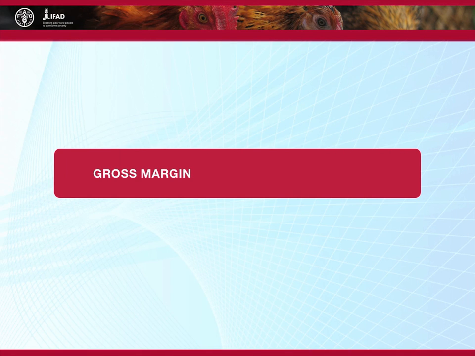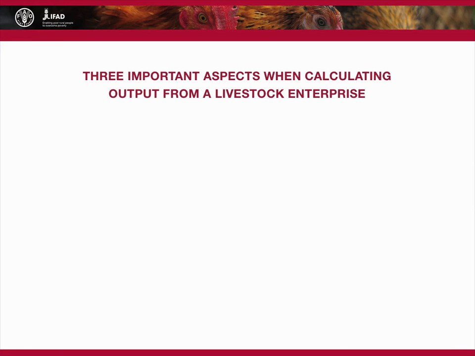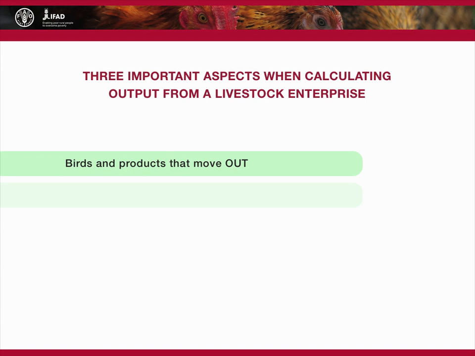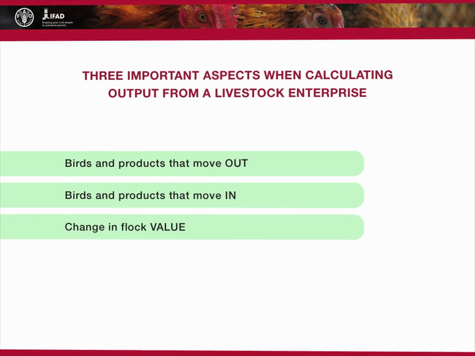Mathematically, the gross margin is the total output minus variable costs. It is important to remember that gross margins do not take into account fixed costs. There are three important aspects when calculating output from a livestock enterprise: the birds and products that move out, the birds and products that move in, and the total change in flock value.